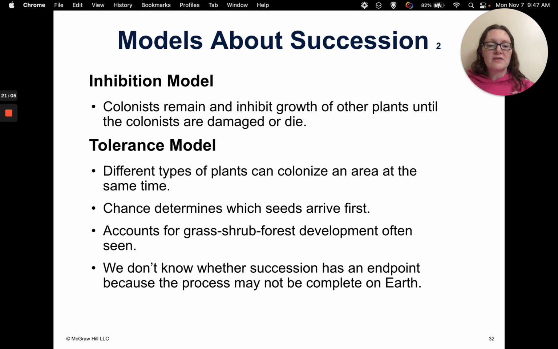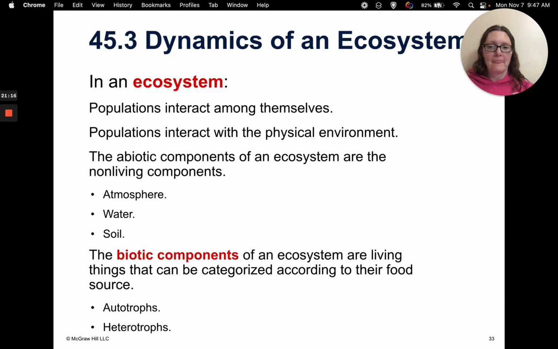We don't know whether succession has an endpoint because the process may not be complete on Earth. We kind of are guessing at this. We haven't really seen it end. All right, and I'm sorry, again, I'm trying to move fast because there are a lot of slides and I'm trying to get through them as quickly as possible.